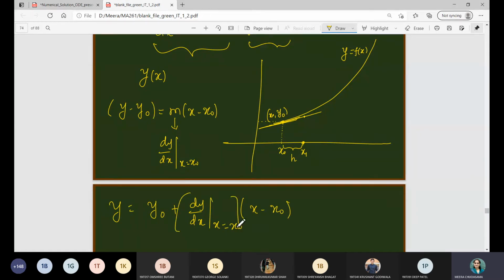This is your m into x minus x0. Now in that expression, when you substitute x equal to x1, corresponding to that y value you will get the tangent line. So the corresponding value on the tangent line will be this point, x1 and y1. It is not exactly on the curve, but it is the approximation.